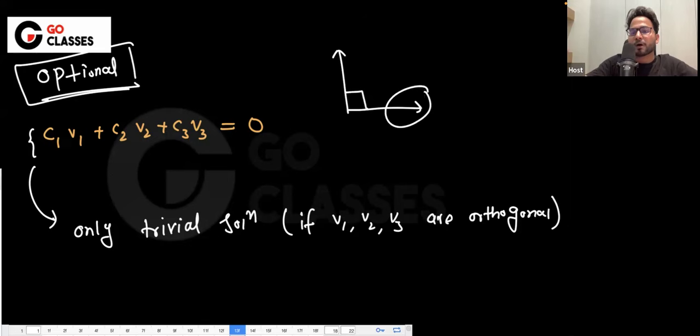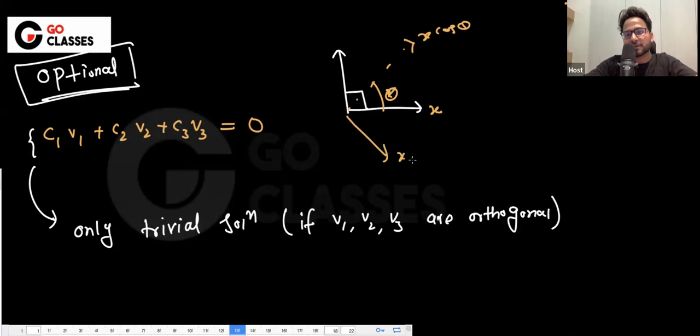If you have studied physics, though you don't have to study physics to understand linear algebra, have you studied components? If this is theta, then the component is x cos theta, x sin theta, something like this. Probably, right? x cos theta, x sin theta.